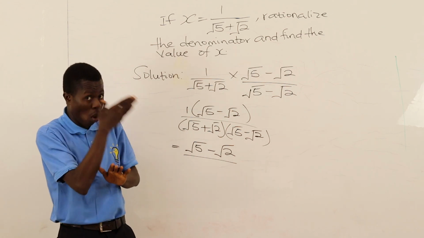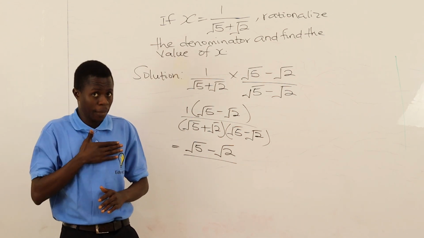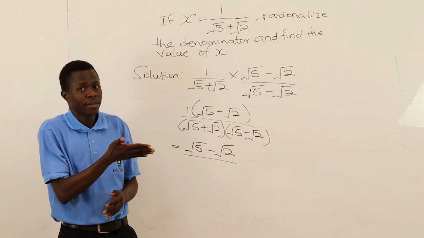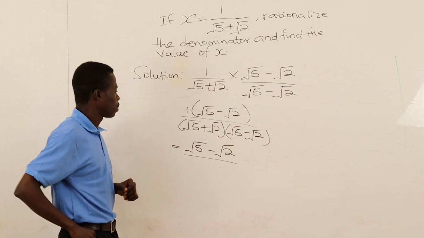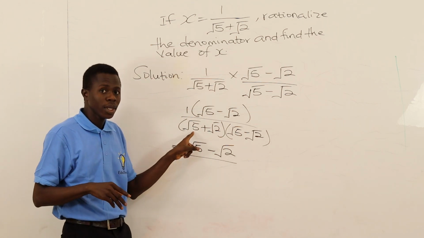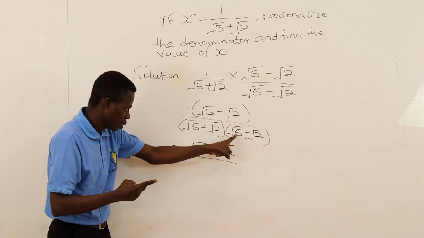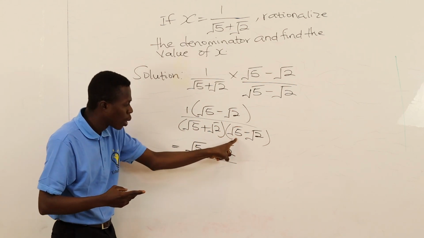So we have square root of 5 multiplying square root of 5. But you know they are the same. So we will have it as square root of 5 to the power 2.